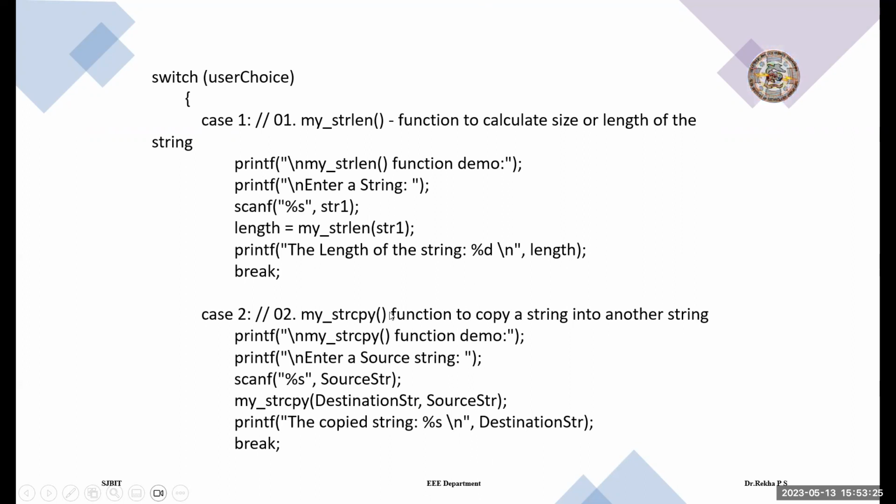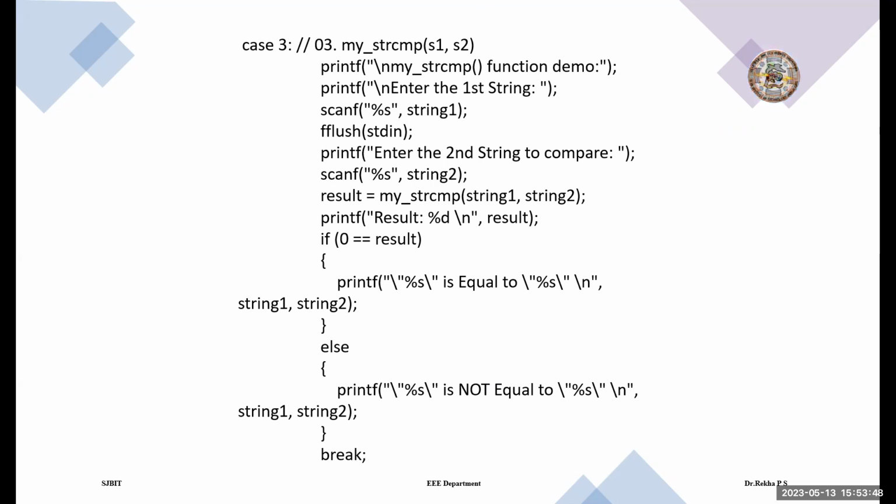Now what it does in the second option: the source string is copied to the destination string, and you have to print the copied string, whichever value has changed, that is the destination string. Now it contains the same string as the source string. So break statement, it will come out from the switch. Next, if the user has opted for the third choice, then the user-defined function mystrcmp will be called. We have two arguments, S1 and S2. And what it does is, first I have to ask the user to enter the first string.